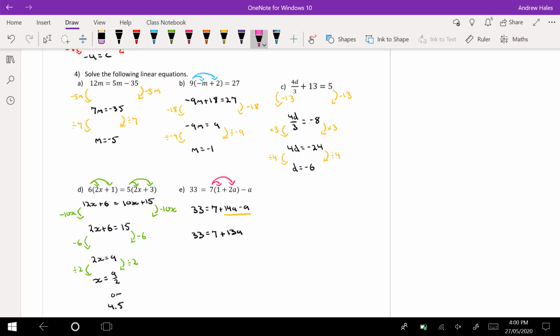Next step I want to do is I want to move my 7. Because if I've moved my 7, then I can just divide by 13 to get to an answer. So take 7 because it's a positive 7 here. 26 equals 13a. So 2 is equal to a. Because I've divided both sides by 13.